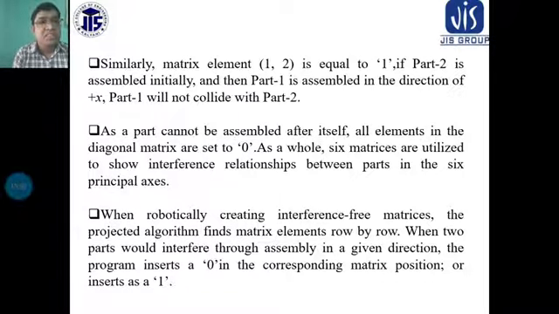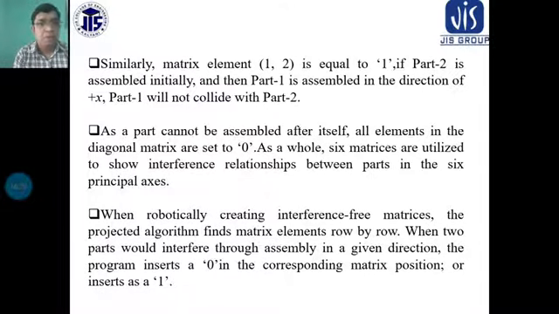As a whole, 6 matrices are utilized to show interference relationships between parts in the 6 principal axes. That is the 6 principal axes you have previously discussed. That means positive x, positive y, and positive z, these will be the 3 axes, and the negative x, y, z also will be considered, the other 3 axes. That means you consider 6 matrices, to show the interference relationship between parts in the 6 principal axes.